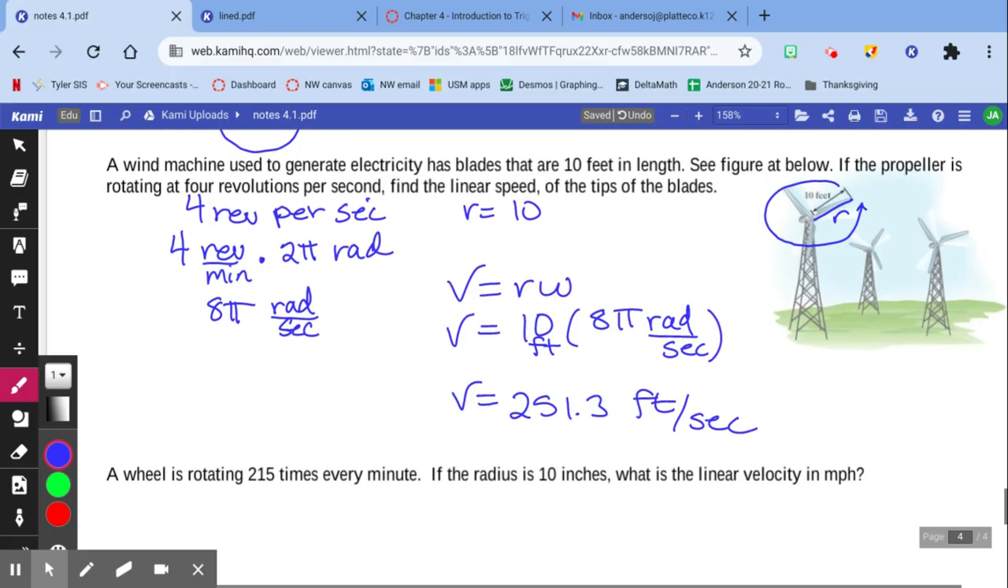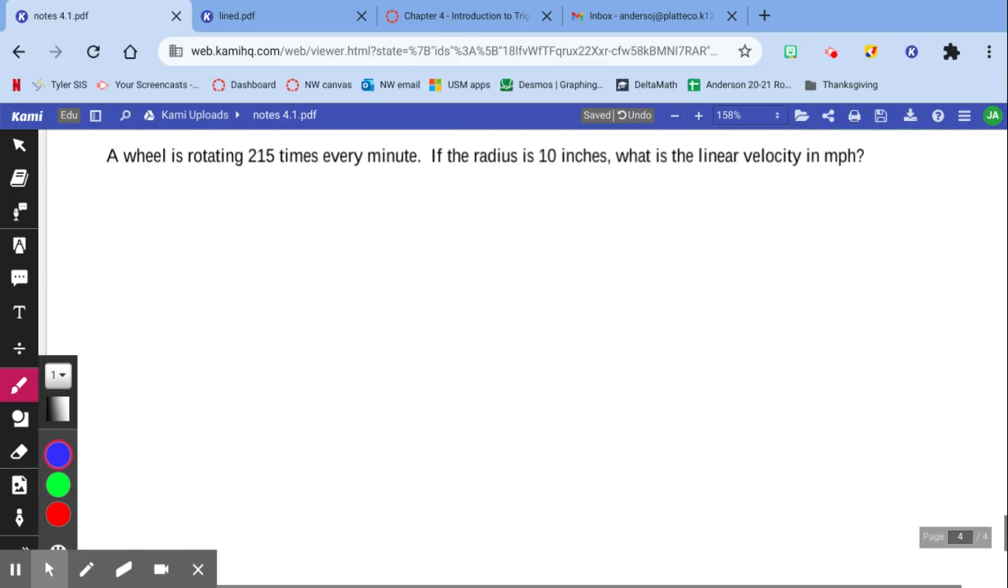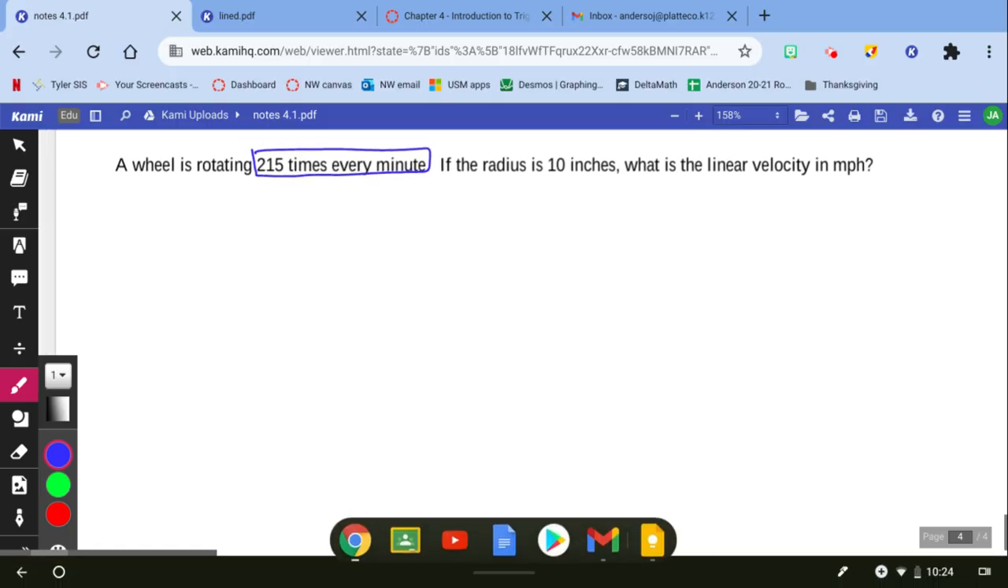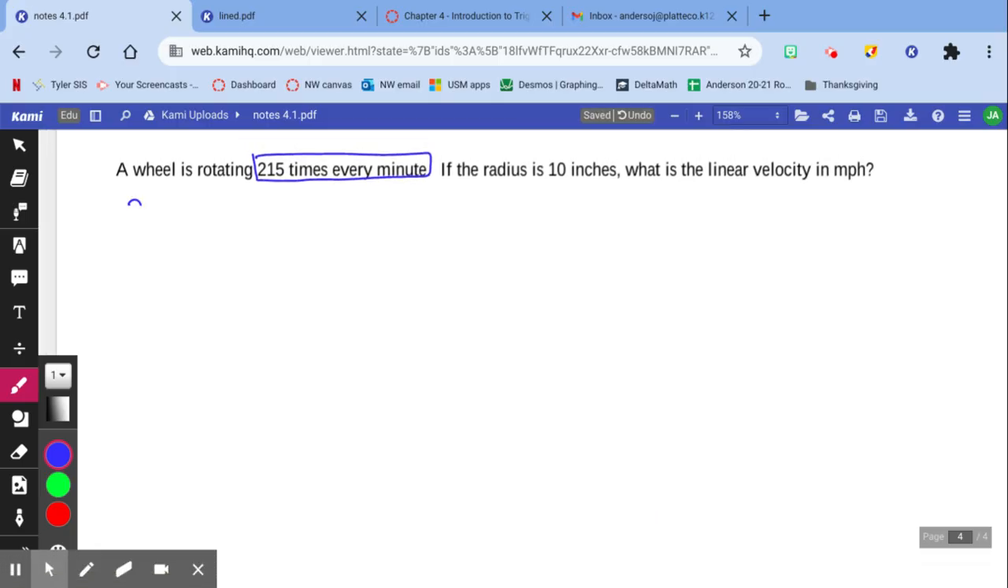We're going to have one that's going to be a little bit more confusing, and in this one you're going to have to use some dimensional analysis. So if you've been in chemistry or science of some kind, you've done dimensional analysis before, and that's where this is going to come in. So it says a wheel is rotating 250 times every minute. Well, what does that mean? That means it rotates 250 revolutions per minute.